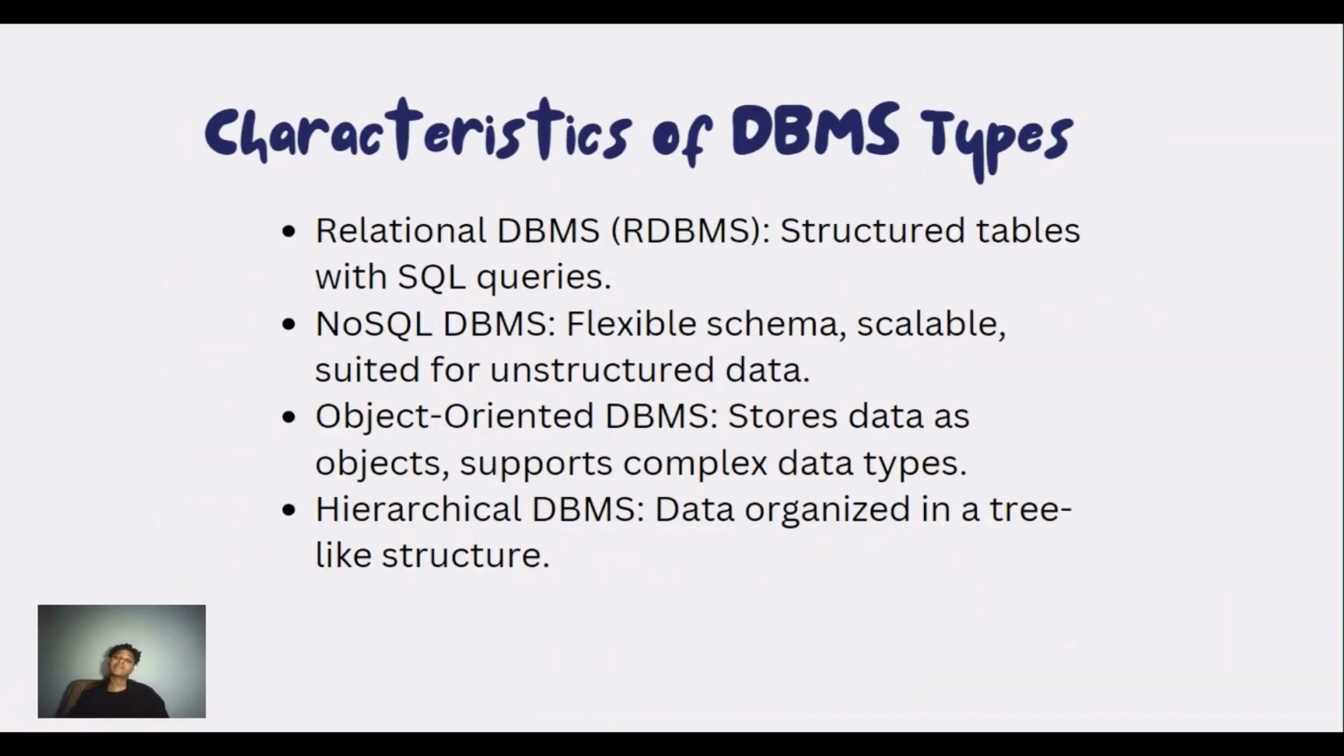Characteristics of database management system types. We have relational database management systems, which are structured tables with SQL queries. We have NoSQL database management, which is a flexible schema, scalable, suitable for unstructured data. And we have object-oriented database management, which stores data as objects and supports complex data types. And the fourth one, we have hierarchical database management, which is data organized in a tree-like structure.